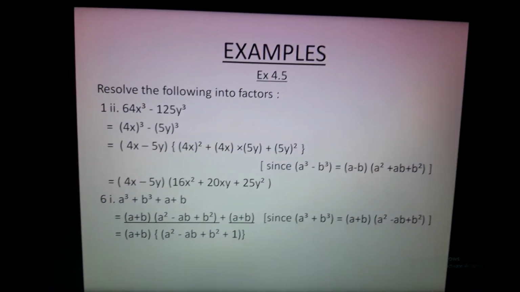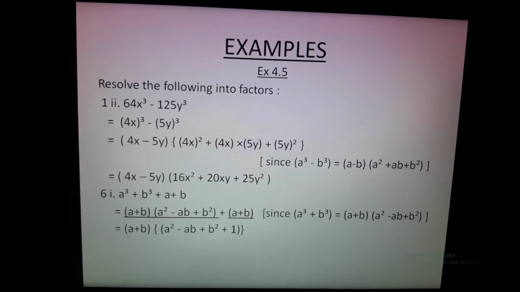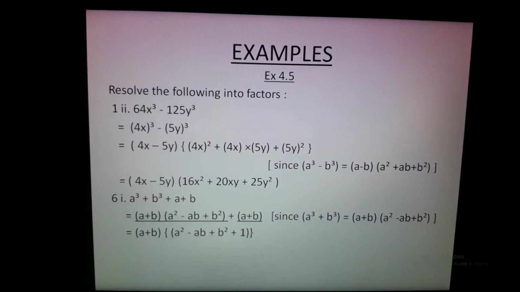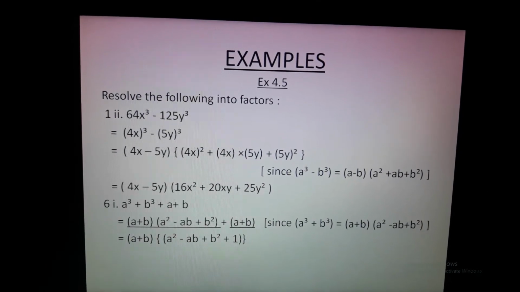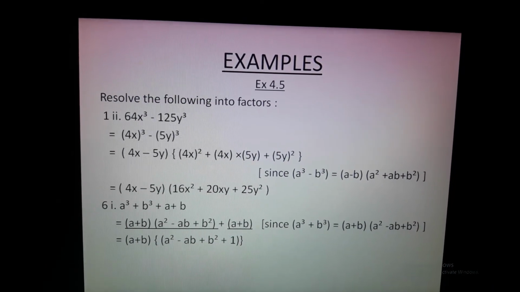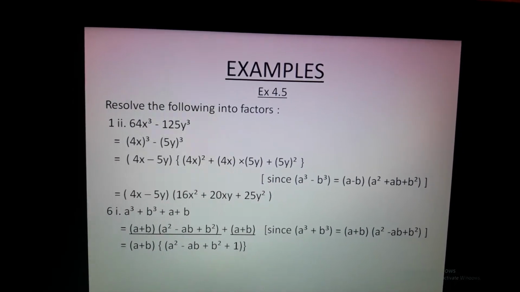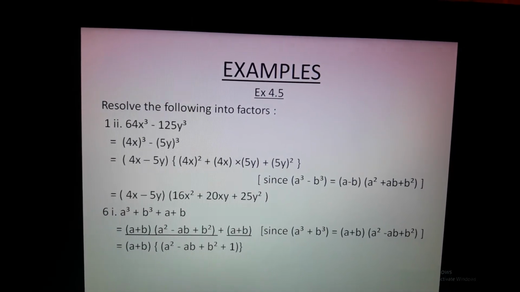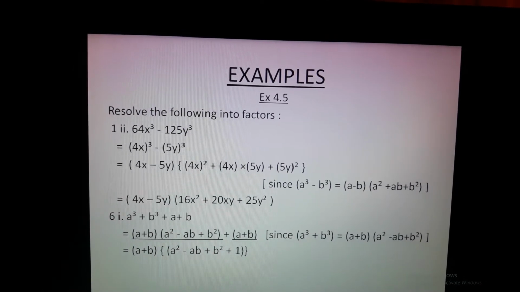So the first example we have here is 64x cube minus 125y cube. Now 64x cube we can write as 4x whole cube minus, and 125y cube we can write as 5y whole cube. So we have transformed it into a cube minus b cube form, where a is equal to 4x and b is equal to 5y.